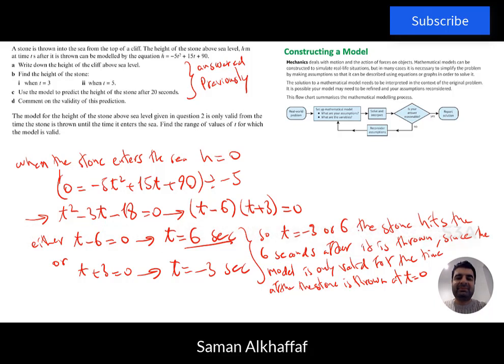So that tells us, therefore, the model is valid for the range of t being bigger than or equal to 0 and smaller than or equal to 6. And this will be our answer and explanation: the negative value is not valid, so we mainly use the 6 seconds as we need to think about after 0, and this will be our explanation for this part of the question.